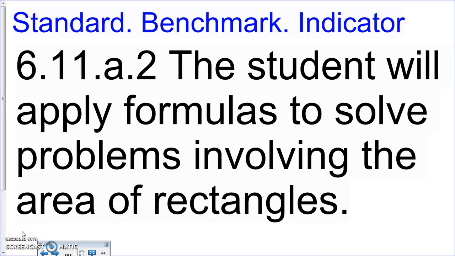Today we are learning how to find the area of squares and rectangles. Please copy the standard benchmark indicator down on a clean page in your math notebook. The student will apply formulas to solve problems involving the area of rectangles.